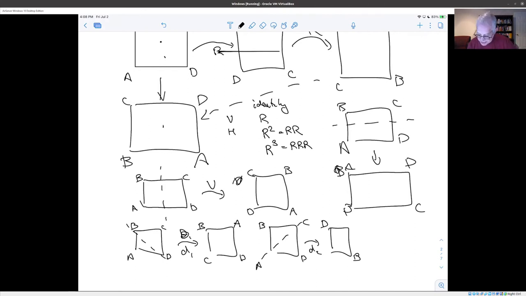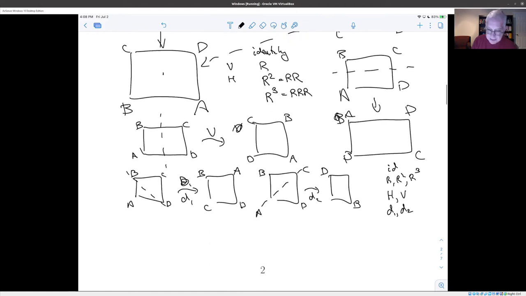So if we make our list here, we have the identity, the rotation, the rotation squared and the rotation cubed, the horizontal flip, the vertical flip, and the two diagonals. So a total of 1, 2, 3, 4, 5, 6, 7, 8 elements. And those eight elements form a group under composition. Now, we already know that composition is associative. That's a general fact about composition of functions. The identity element is just the symmetry that leaves the square in place.